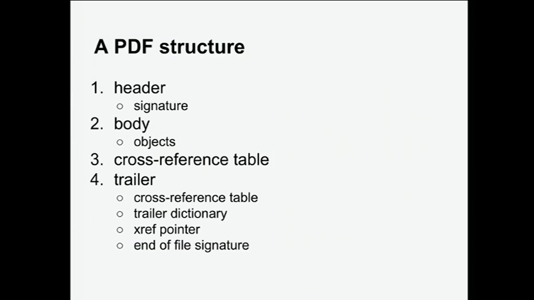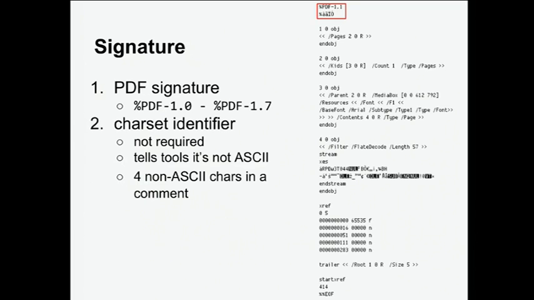So the structure of PDF: there is first a header with a small signature, then the body of the PDF itself with all the objects, the cross-reference table, and the trailer. We'll see what it means. So first, we have, let me know if you cannot see, maybe that's good enough, I don't know.